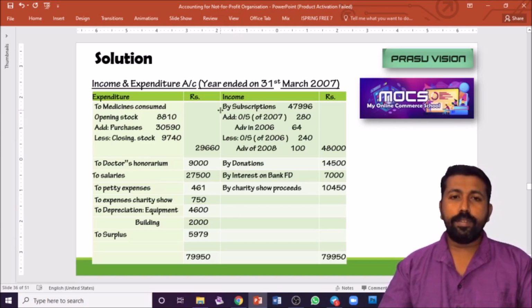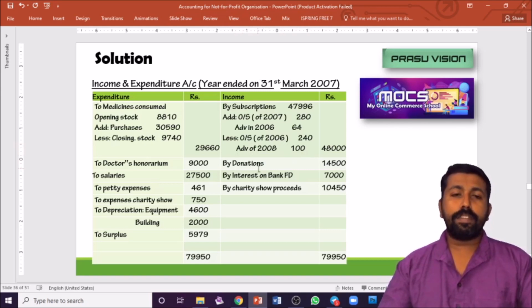And on the income side, we note the subscription amount plus outstanding at the end of the year plus received in advance at the beginning, less deducting the items outstanding at the beginning and the advance received at the end.